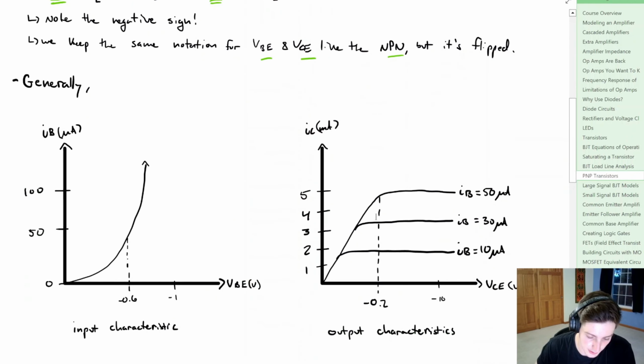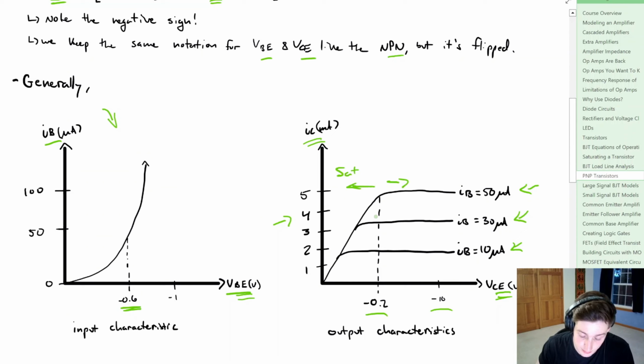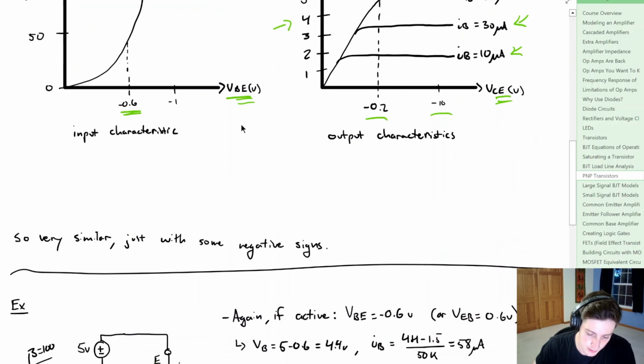So what we can do, we can look at the characteristic equation. So we have, again, our input right here where we look at the base current and VBE, but because we're flipping things, what you might see in the graph is horizontally, you'll get minus 0.6 volts for VBE. Similarly, for the output characteristics, we're looking at the collector current and then VCE with different base currents. But again, notice VCE is negative now, and we get this negative 0.2 for the saturation region, and to the right of minus 0.2, so the further negative we go, we get that active region. So again, very similar, lots of negative signs.